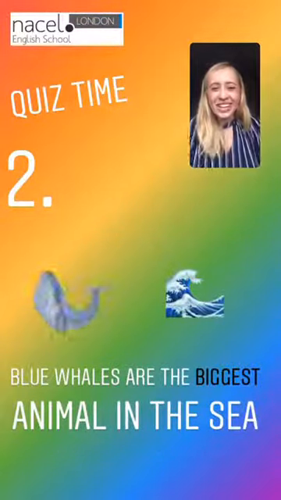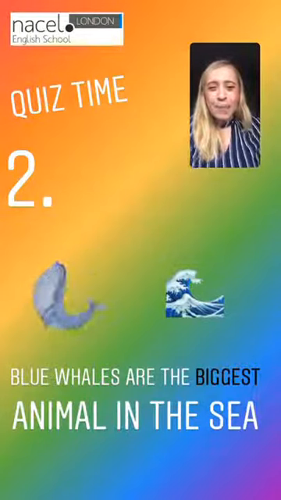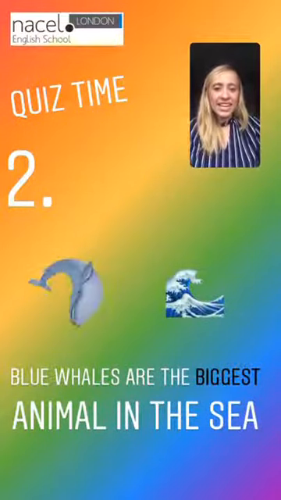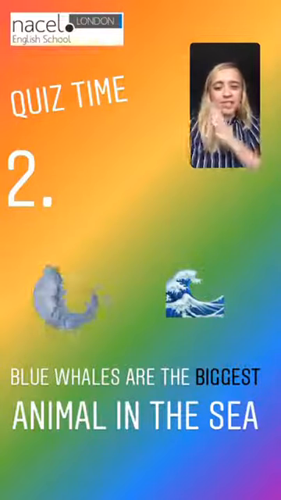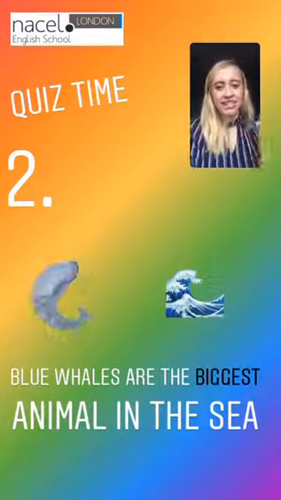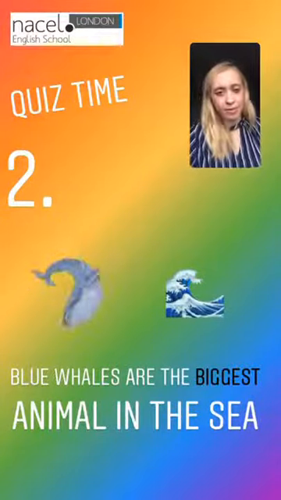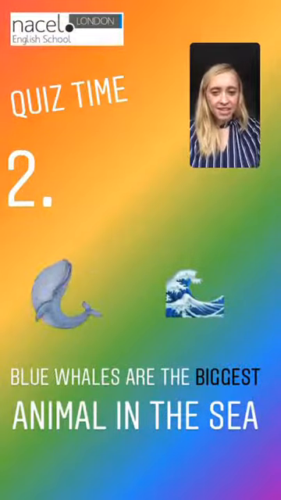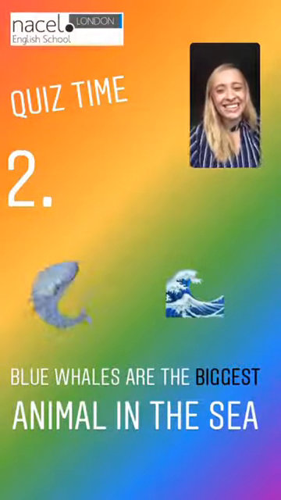Number 2, we are looking for blue whales are the biggest animal in the sea. The biggest animal. This is a consonant, vowel, consonant. So you need double G, E-S-T. The biggest animal. You can also say largest. The largest animal in the sea is okay.